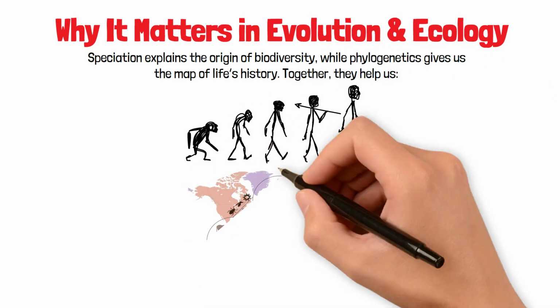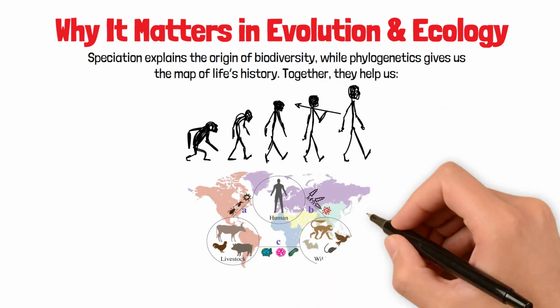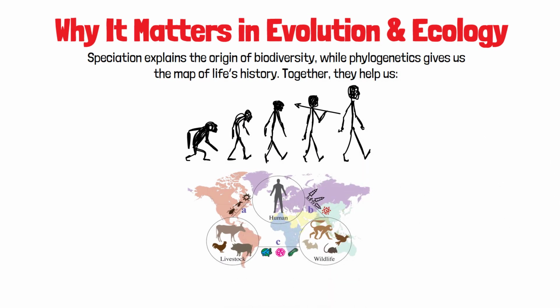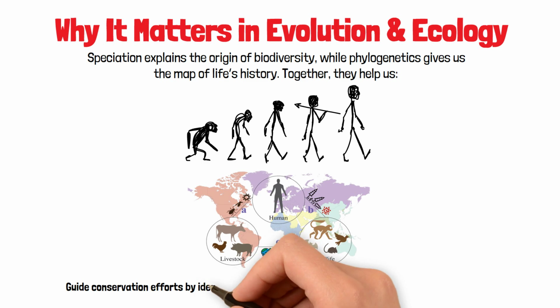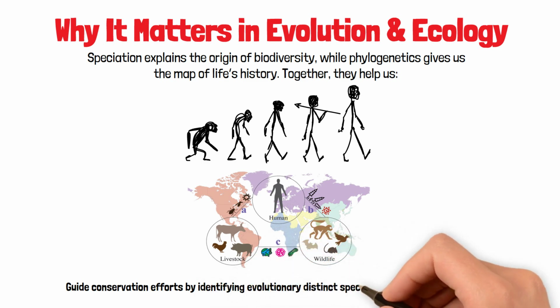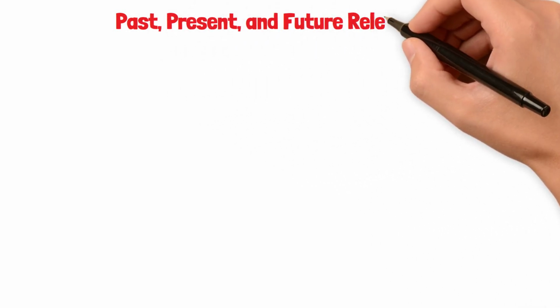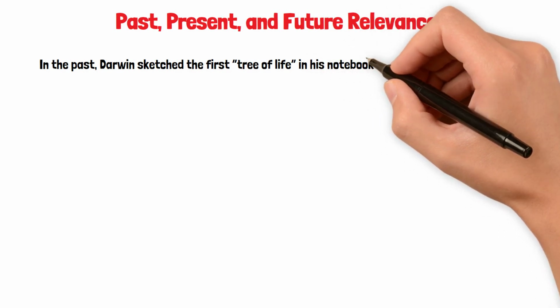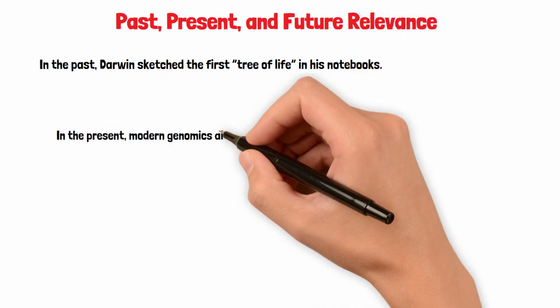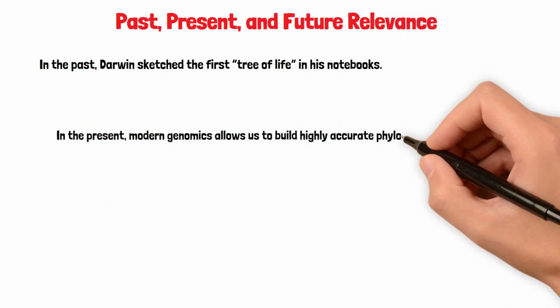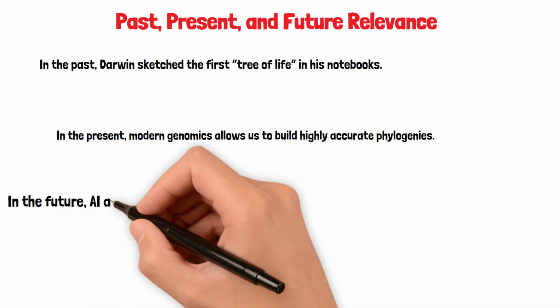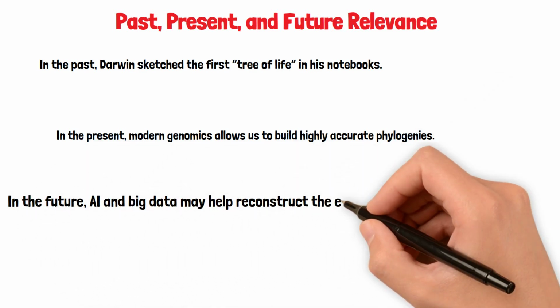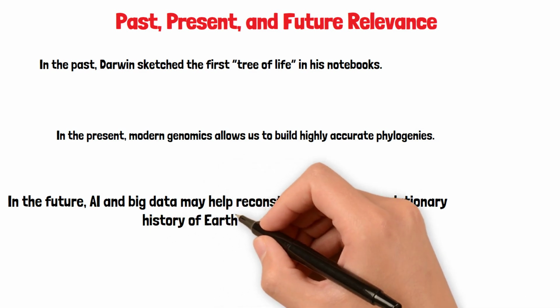Trace disease origins, like the zoonotic jump of viruses from animals to humans. Guide conservation efforts by identifying evolutionary distinct species at risk of extinction. Past, present, and future relevance. In the past, Darwin sketched the first tree of life in his notebooks. In the present, modern genomics allows us to build highly accurate phylogenies. In the future, AI and big data may help reconstruct the entire evolutionary history of Earth's life forms.